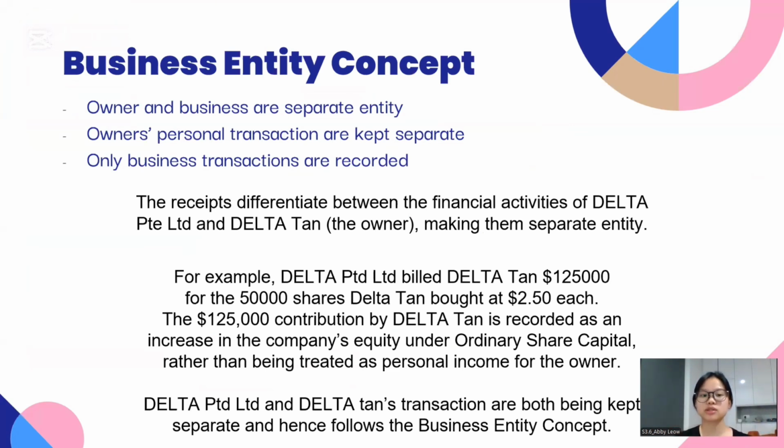$2.50 each. The $125,000 contribution by Delta Tan is recorded as an increase in the company's equity and the ordinary share capital, rather than being treated as personal income for the owner. Hence, it is very obvious that Delta Private Limited's and Delta Tan's transactions are both being kept separate, and hence follow the business entity concept.